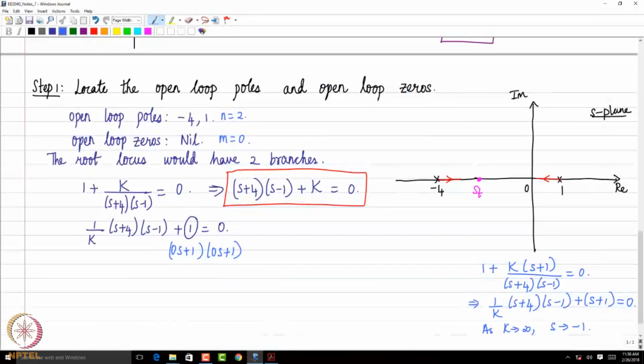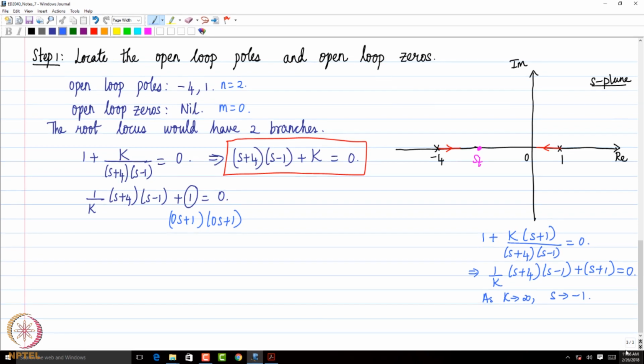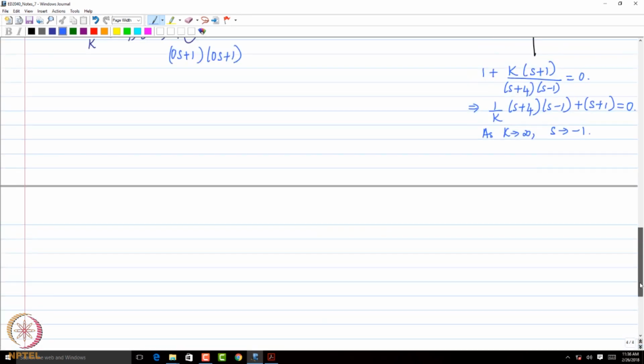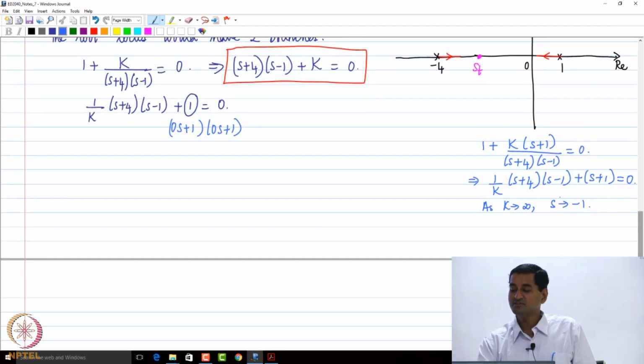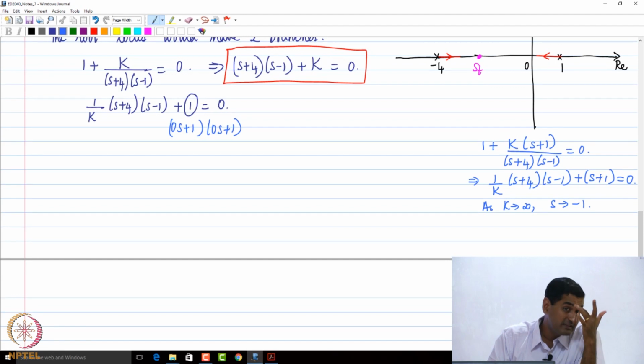Okay. So, what it means is that, see, as k tends to infinity, the first term goes away, right? So, as I told you, this is not a very tight way of showing things, but imagine, that is why I told you this example, right? So, in this case there was one open loop 0. So, let me pull these things up, right? As k tends to infinity, s plus 1 becomes 0, s equals minus 1. So, you have one branch going to an open loop 0, but then there is one more branch, right?